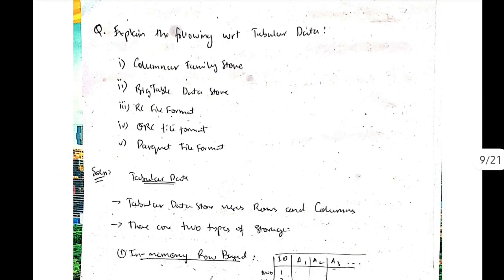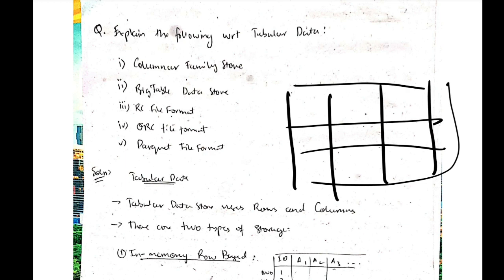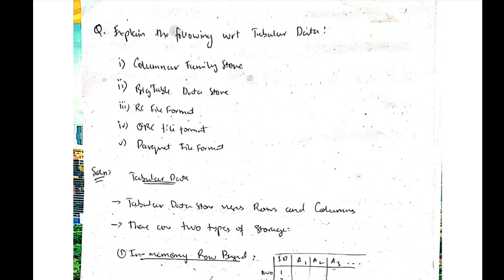Next is the tabular data. The third one we have is the tabular data. What do you understand by the term tabular? Tabular is, first understand, our table. In the table, what we have are the rows and the columns, right? So in that we have the following things: columnar, column family store, big data table, RC file format, ORC, and Parquet. These are the three very important ones. Listen carefully regarding each of these.